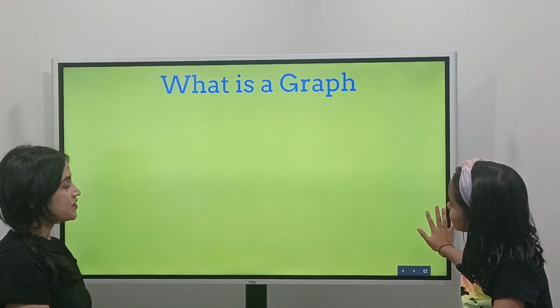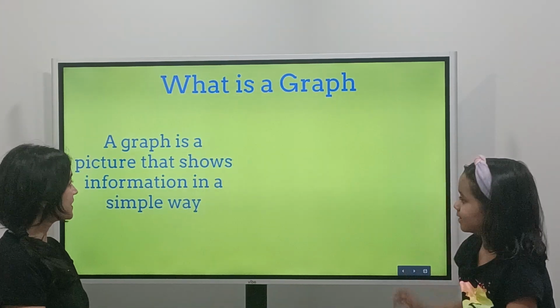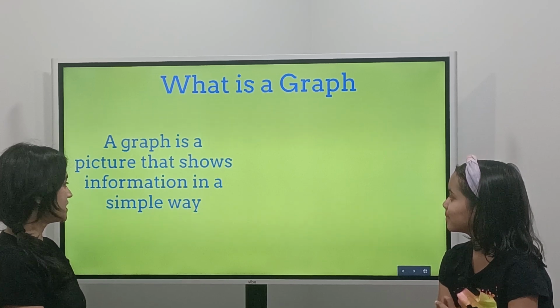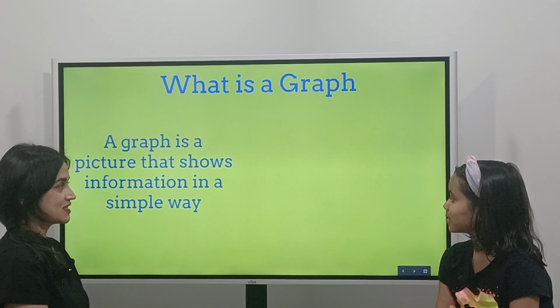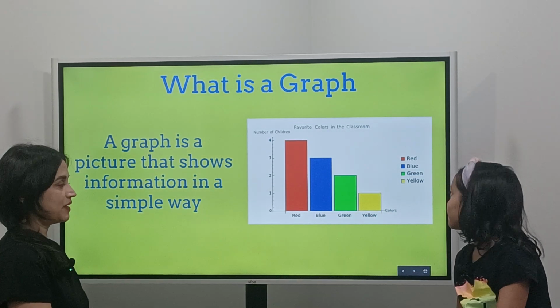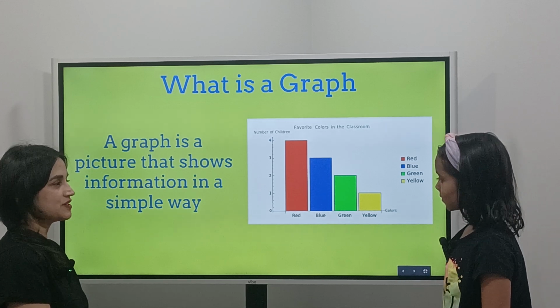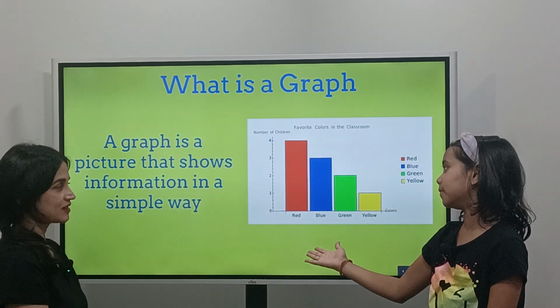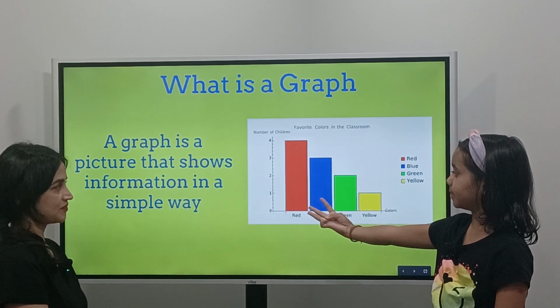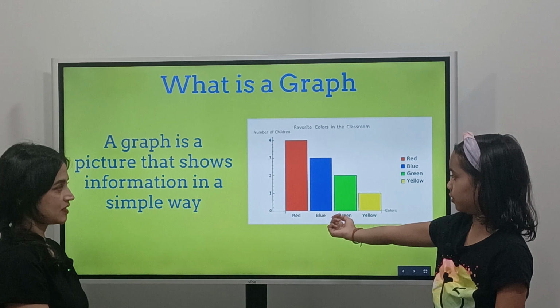So what is a graph actually? Let's see what the definition says. A graph is a picture that shows information in a simple way. Let's see what example we have there. Can you explain, Lina? I see there are four colors. 4 people like red. 3 people like blue.